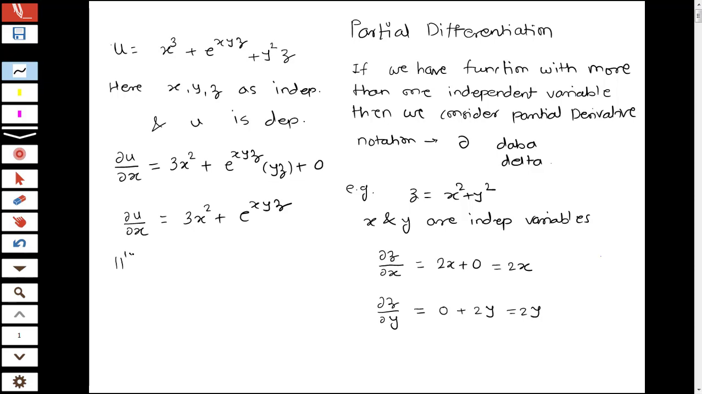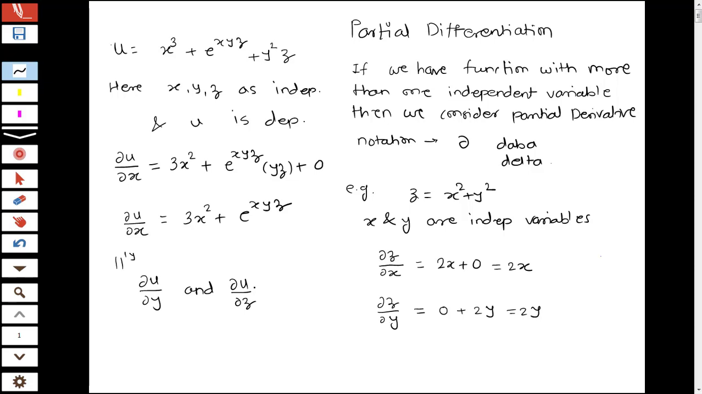Similarly, we can have del u by del y and del u by del z. While taking the derivative with respect to y, treat x and z constant. While taking the derivative with respect to z, treat x and y constant. This is how we apply partial differentiation.